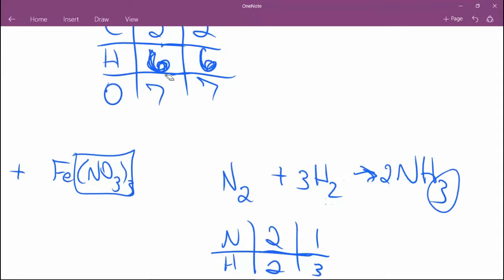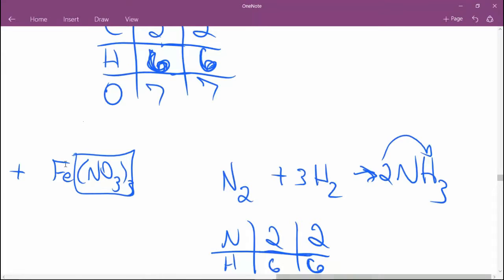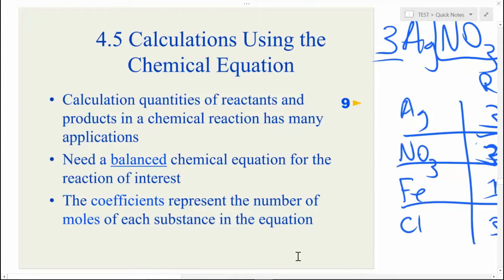Now, I could have looked at it a different way, okay? I could have just said, I need 2 nitrogens. That balances my nitrogens, 2. 2 times 3 here is 6 hydrogens, so I need to put a 3 here. And now I have 6 hydrogens on each side of the equation. So that's a pretty simple, straightforward equation. And that's how we go about balancing things.